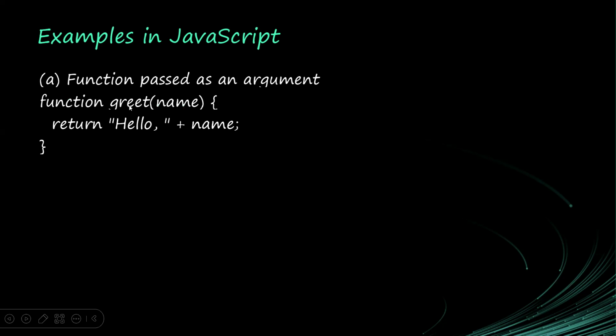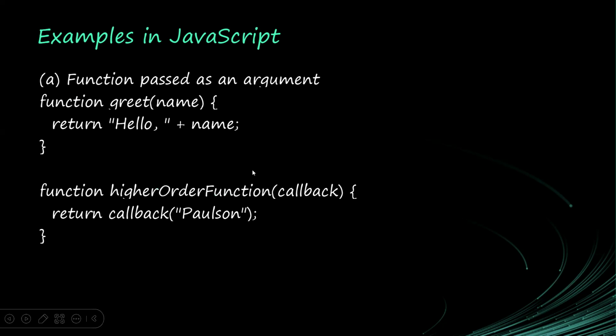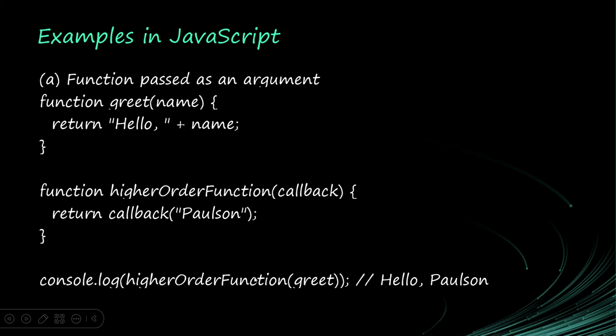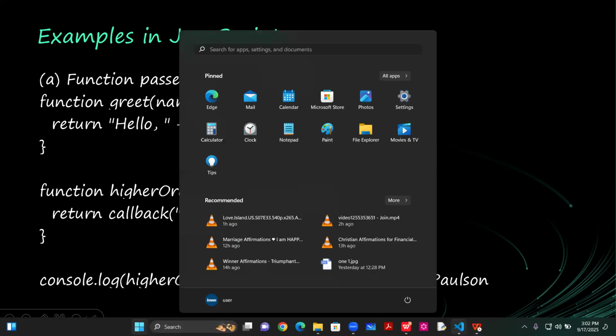This function is a greet function. Now this is a normal function, the greet function, and then we have another higher order function that takes a function as an argument. So you can now call this higher order function and pass in the function. So let me show you.